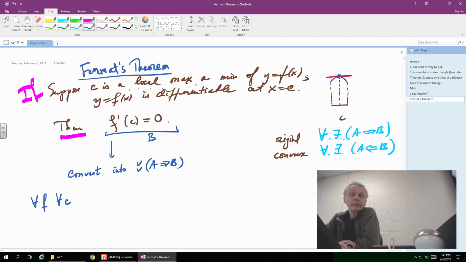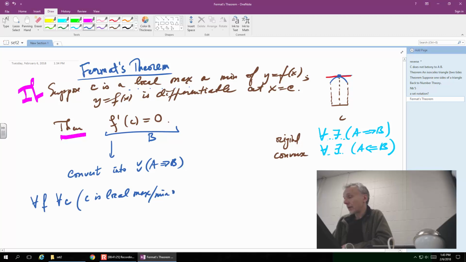So, well, let's do the simplest way. Let's take both of these conditions and put them all in. So for any f, for any c, we have three conditions. C is a local maximum or minimum of f. Okay, then also f is differentiable.